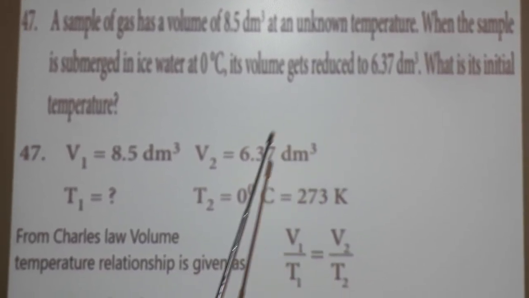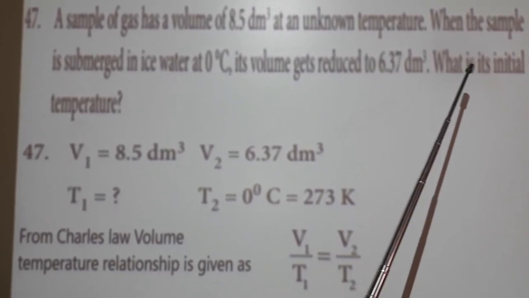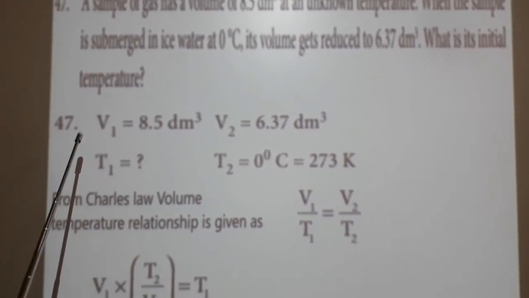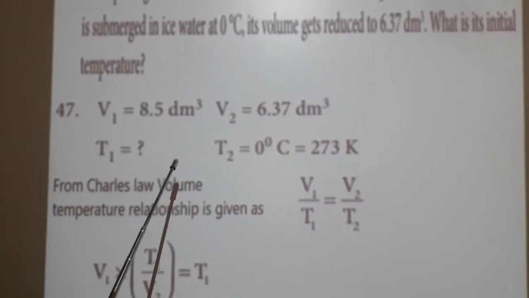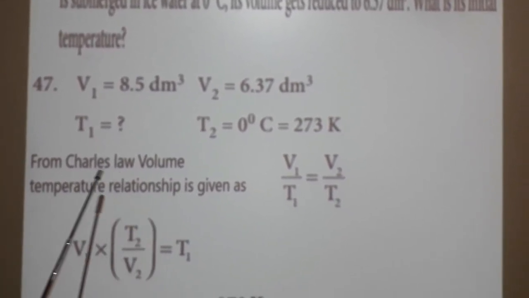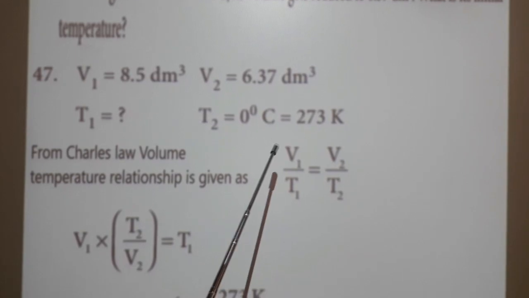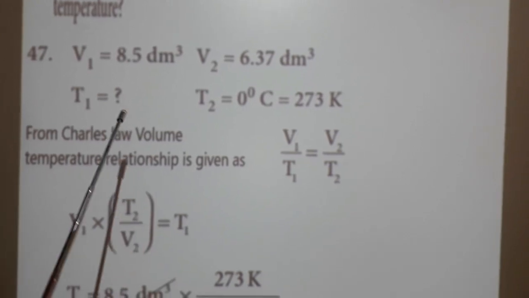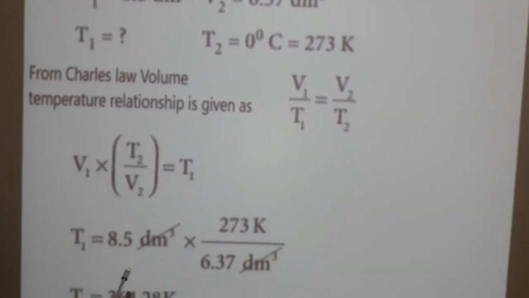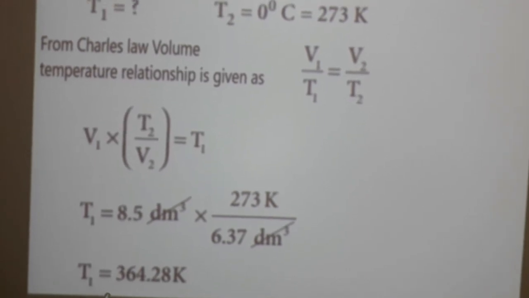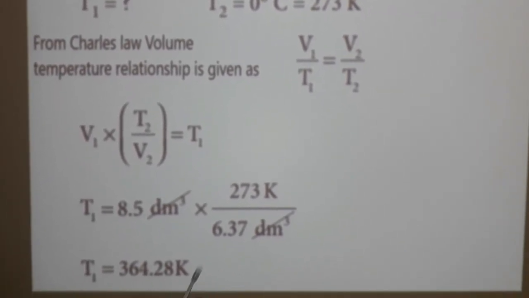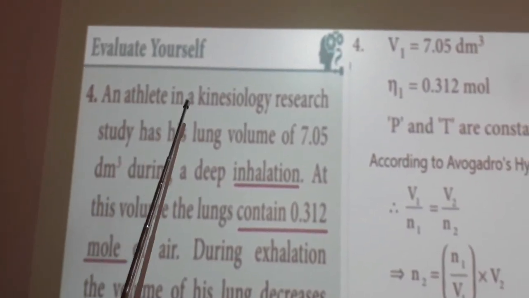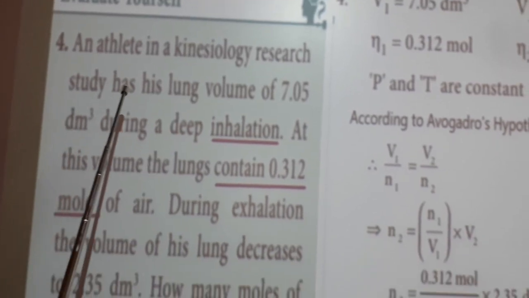So V2 value now is 6.37 decimeter cube, and they are asking what is the initial temperature. We have to find out this T1 value. Here also the volume temperature relationship is given, and we get the volume temperature relationship from Charles law. According to Charles law, the formula is V1 by T1 is equal to V2 by T2. Then we find the T1 value by substituting the other values, and we get T1 is equal to 364.28 Kelvin.